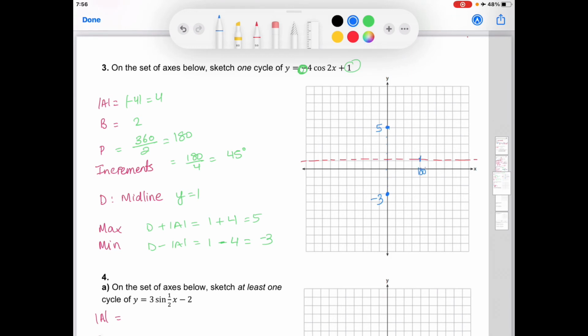Right? And then another 4, 1, 2, 3, 4. It said one cycle. Oh, it said one cycle. So we're just going to do one cycle, so till 180. You could have stretched it also, but I'm just going to do that.